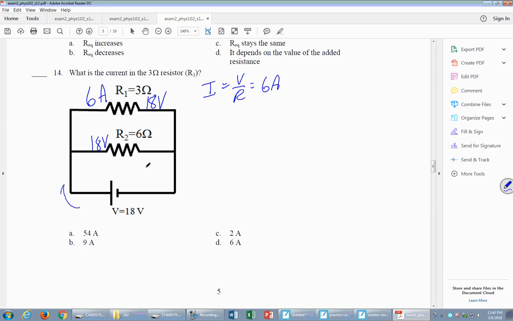What's this current? Well, I know I have 6 amps in the top branch. What do I have in the bottom branch? I have 3 amps in the bottom branch, 18 over 6. And so that means the total current has to be 9 amps. That's our junction rule. If I have 6 amps here and 3 amps here going into that junction, I have to have 6 plus 3 amps. We see the junction rule in multi-loop circuits, but we've been using it for a couple of weeks anyway.